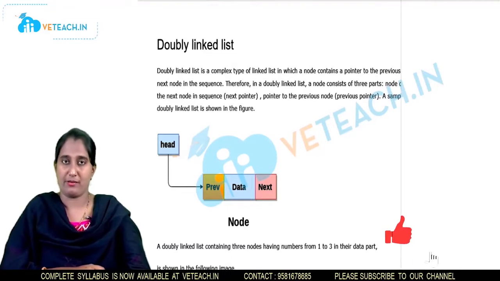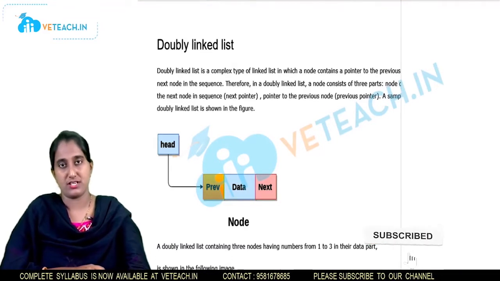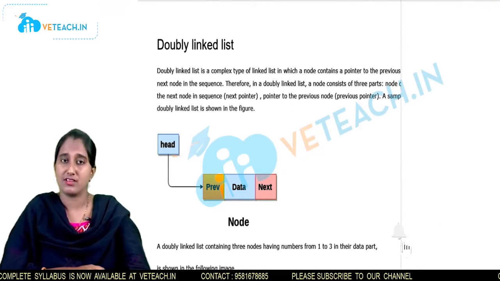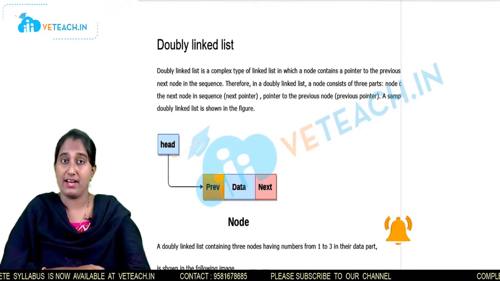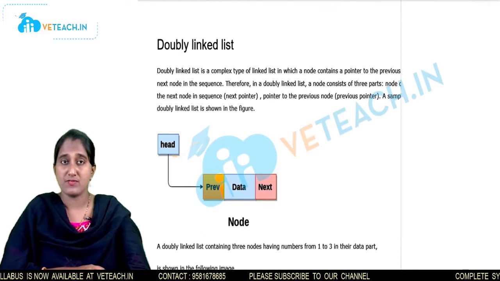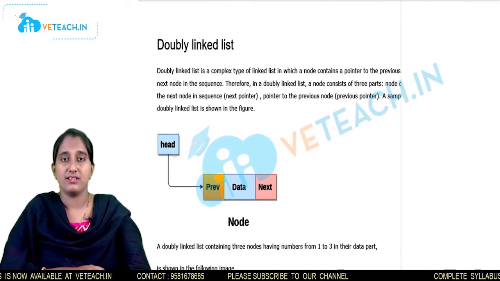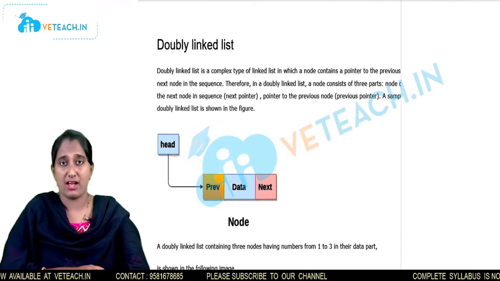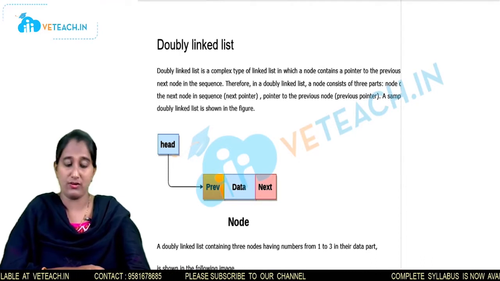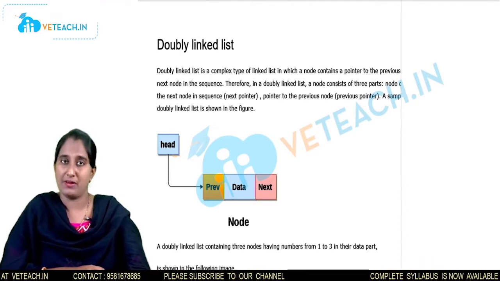Today we are going to discuss double linked list. So far we have discussed linked list and its types. What are the types? Single, double and circular. Single linked list we have already discussed. Now let us discuss double linked list.